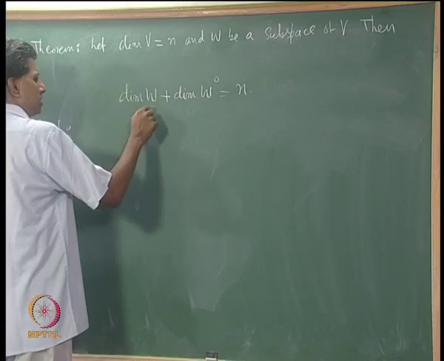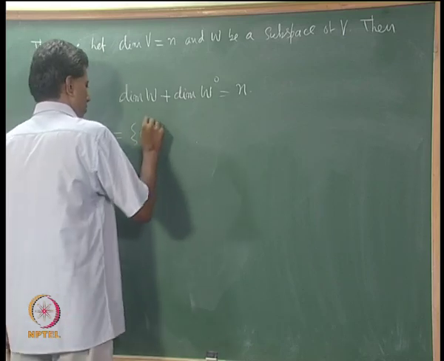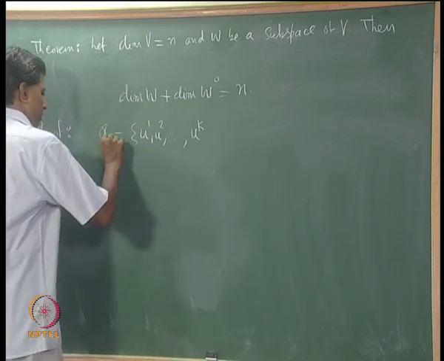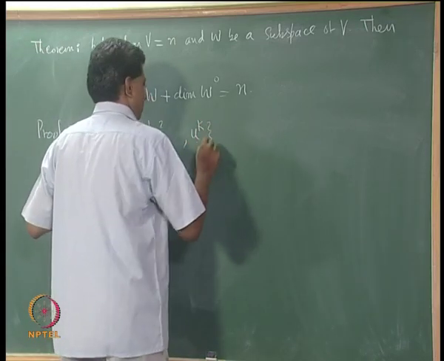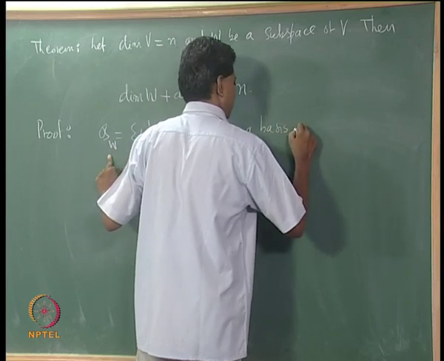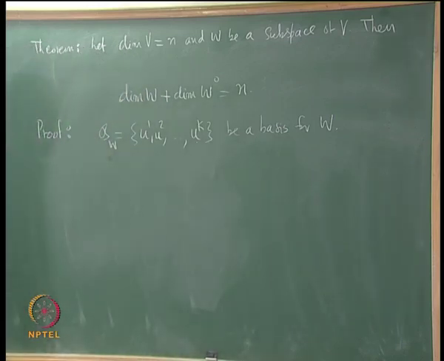Let's start with a basis for W. Let me say I have B equals u1, u2, up to uk. Let me emphasize that it's a basis for W. So W is k dimensional.